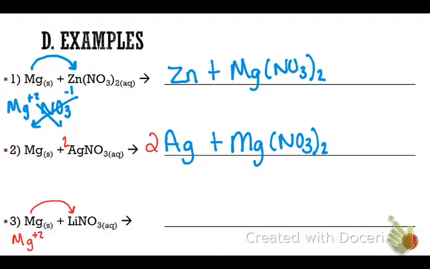If you find those two elements, you'll discover in this example magnesium is below lithium. Therefore, magnesium is less reactive than lithium. Therefore, this reaction cannot take place. So this one is a really easy one to work out. We're just going to say that it's no reaction because, again, magnesium is less reactive than our lithium.